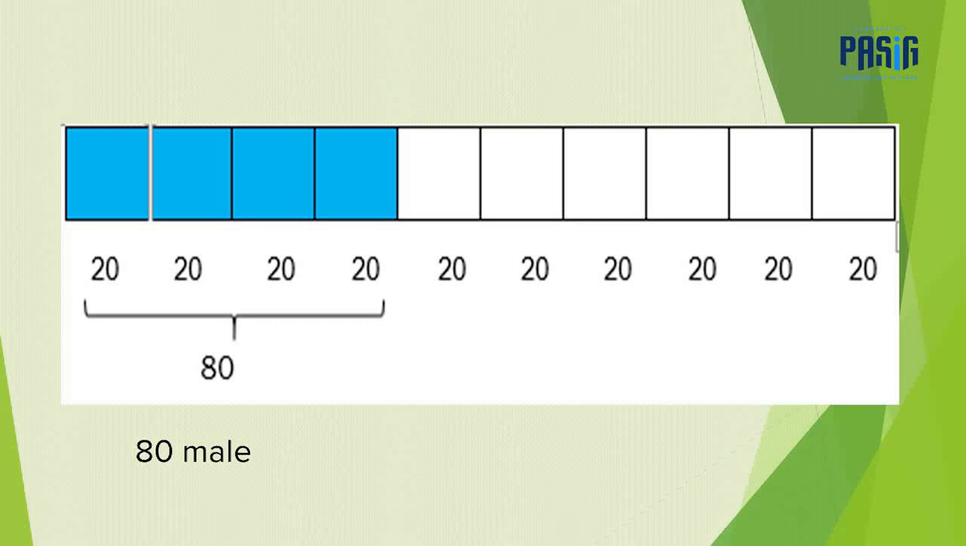Now, we can easily solve the problem. If one shaded region represents 20 persons, then 4 shaded regions represent 80 persons. It means that there are 80 male attendees in the birthday party.